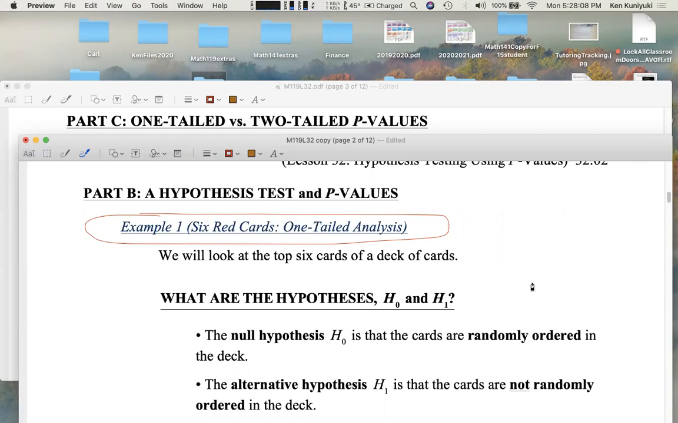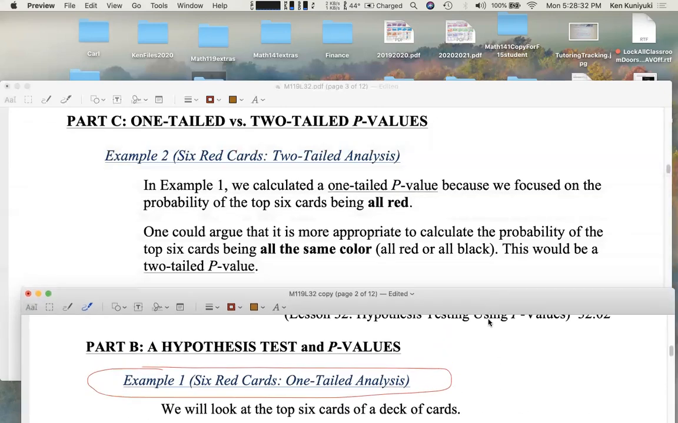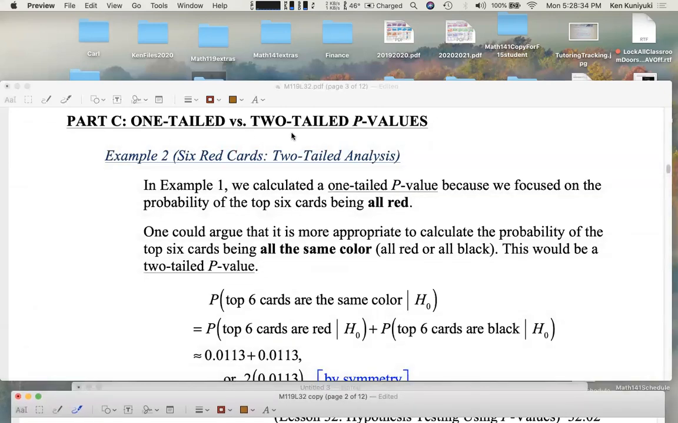You can make the argument that we should consider not just the probability of getting six red cards in the first six cards, but also the probability of getting six black cards in the first six cards. That would be a two-tailed analysis. And it really depends on the structure of a test. You are going to see both one-tailed and two-tailed hypothesis tests. And there are related one-tailed and two-tailed p-values, especially when there's symmetry involved.